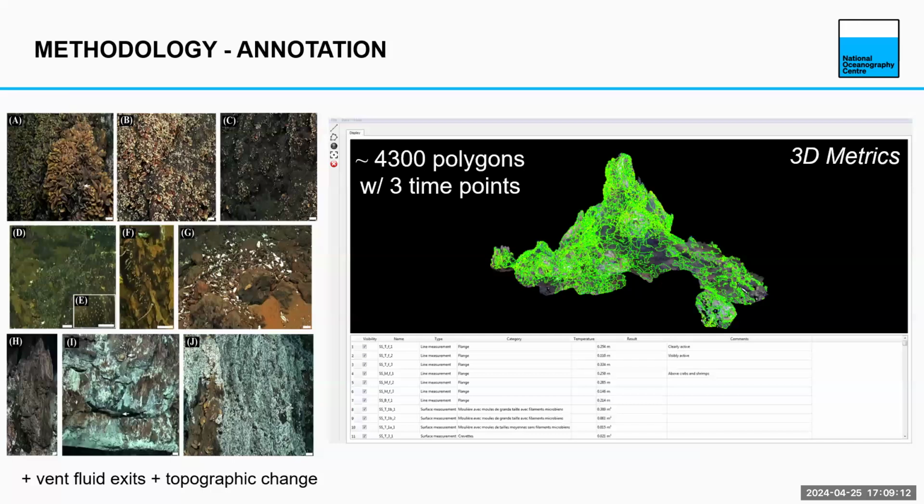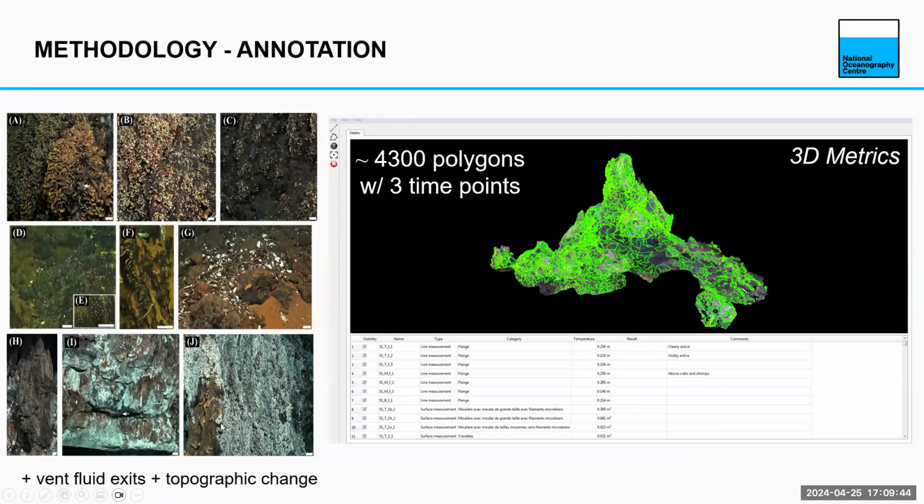Okay, so the assemblages and substrata we find at Eiffel Tower are basically large mussels, Bathymodiolus azoricus, medium and smaller mussel patches, anemones, empty shell patches, black and white substrata, which describe active venting, and microbiomats that cover the assemblages. We also find vent fluid exits, of course, and topographic changes.